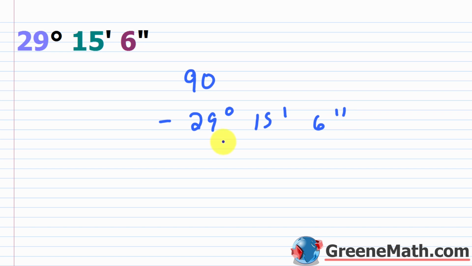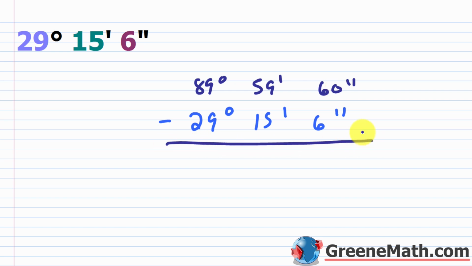So of course you need to borrow here, so you can just go ahead and write this as 89 degrees, okay? And I'll put this as 60 minutes. You need to borrow again, so let's just write this as 59 minutes. And let's just go ahead and write this as 60 seconds. So all I did was I took the 90 and I borrowed again so we can do our subtraction, okay? So we go through now, we're good to go. 60 minus 6 is 54. So this is 54 seconds. 59 minus 15 is 44. So this is 44 minutes. And then 89 minus 29 is going to be 60. So this is 60 degrees. So the complement of this angle here is going to be 60 degrees, 44 minutes, 54 seconds.